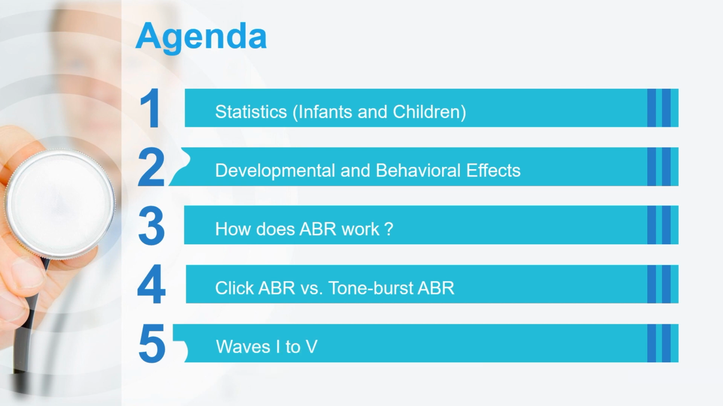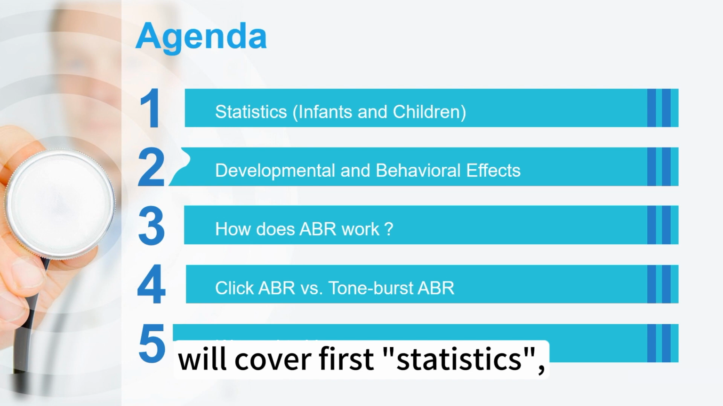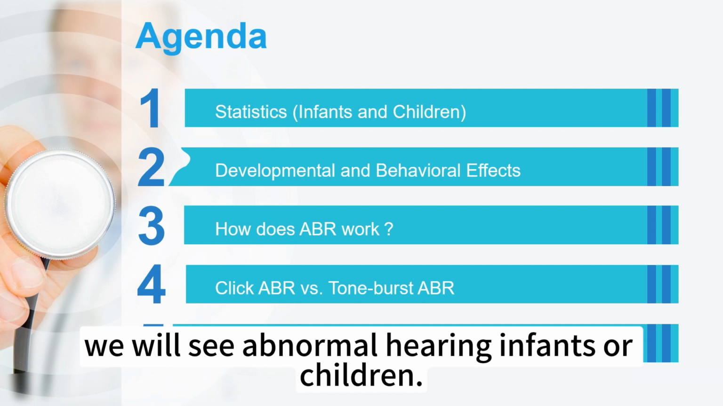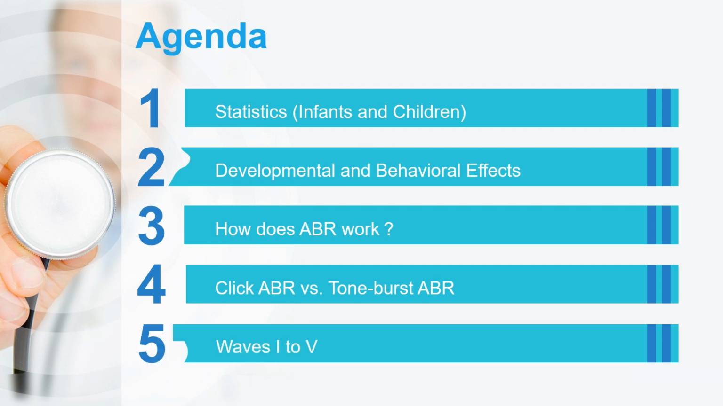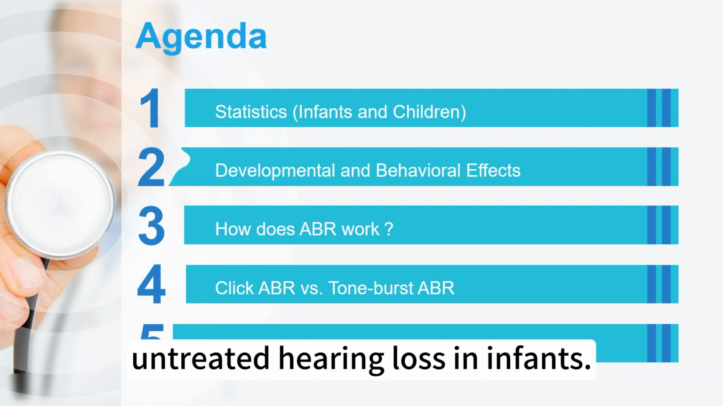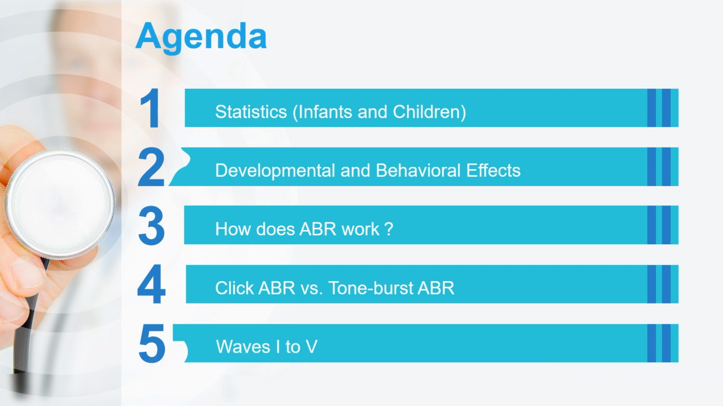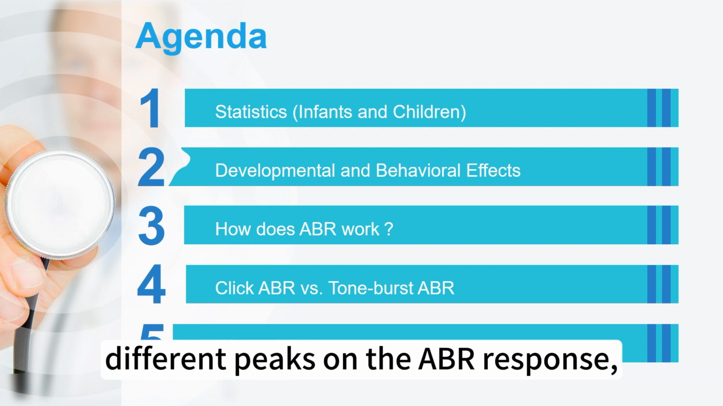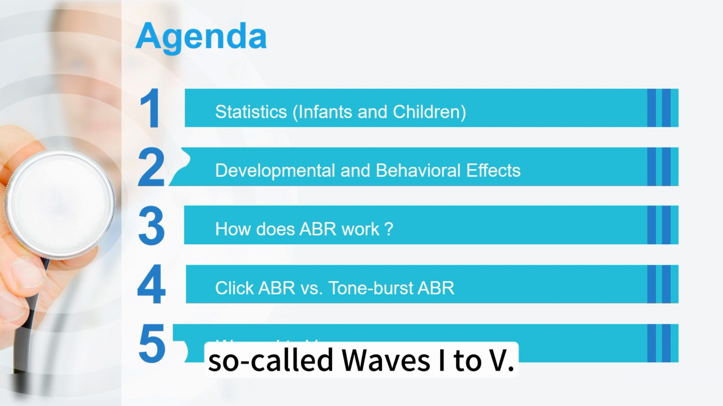Today's content will cover first statistics, how often we will see abnormal hearing in infants or children. Secondly, developmental and behavior effects of untreated hearing loss in infants. Third one, how does ABR work in general? The fourth section will be our comparison between click-based ABR versus tone burst-based ABR. The last section, we are going to introduce a little bit more details on different peaks on the ABR response, so-called waves 1 to 5.